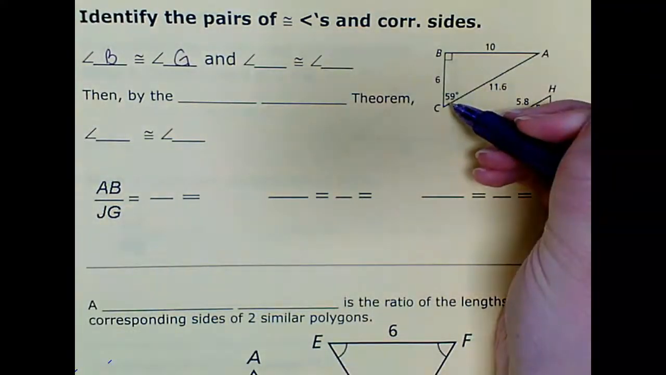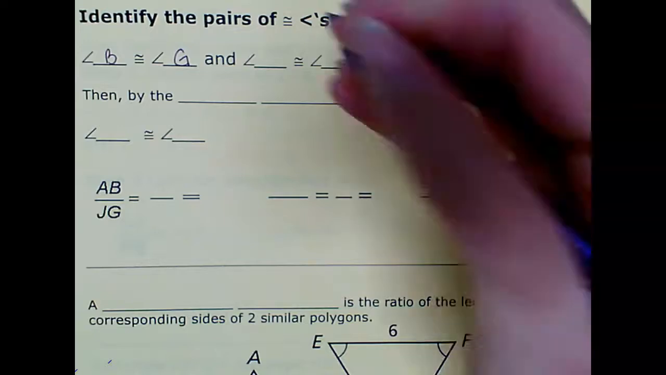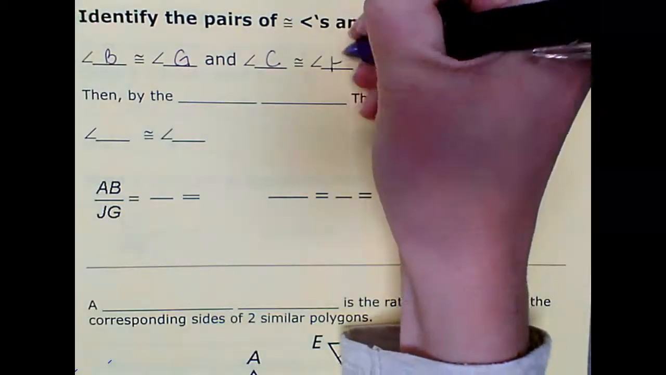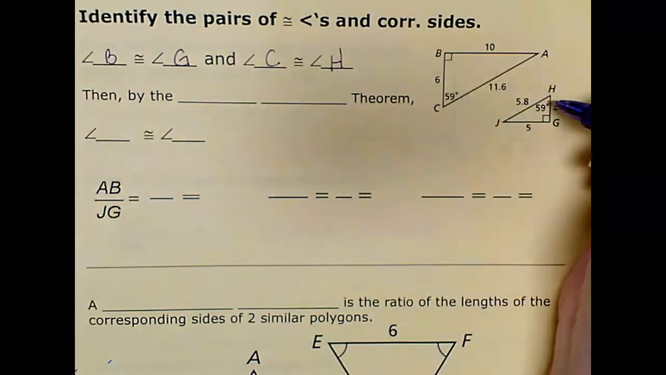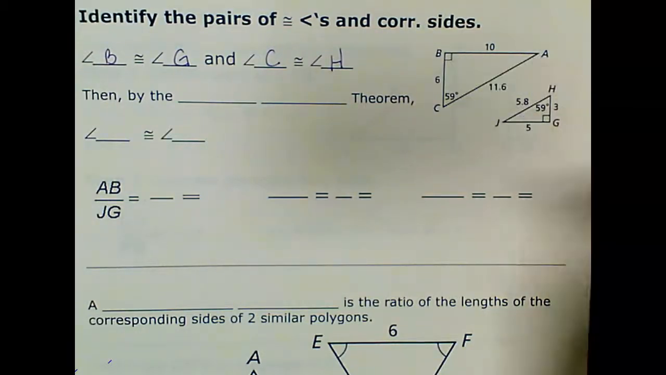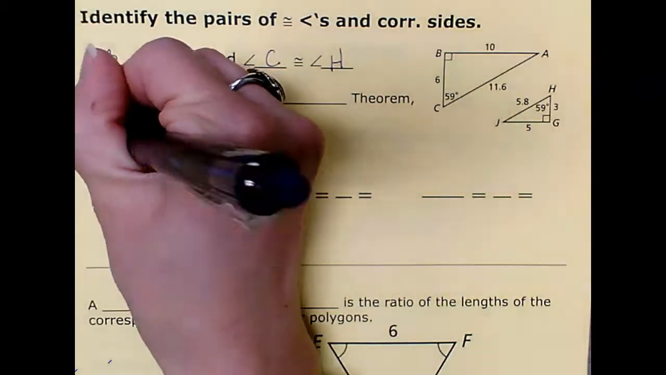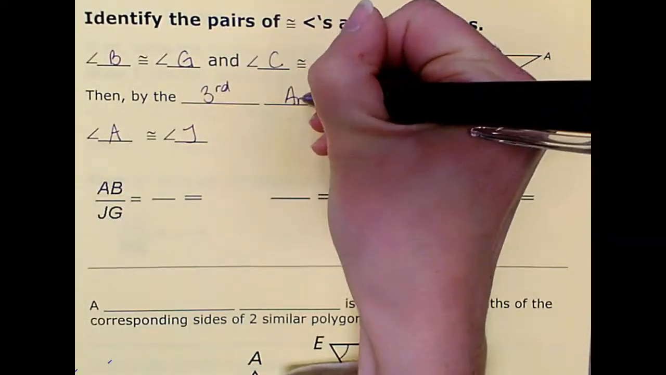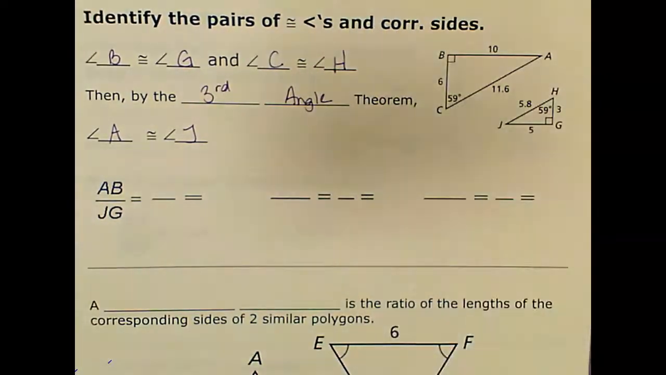In this triangle, I have angle C at 59 degrees. And here I have angle H at 59 degrees. So angle C and H must be corresponding because they're congruent to each other. Now, if I know that these two angles are congruent to these two angles, then what do I know about the third pair of angles between the two? Well, I know that that third pair, angle A and angle J, must be congruent to each other, and that's by the third angle theorem. So the first component of being similar is satisfied, that my corresponding angles are congruent to each other.